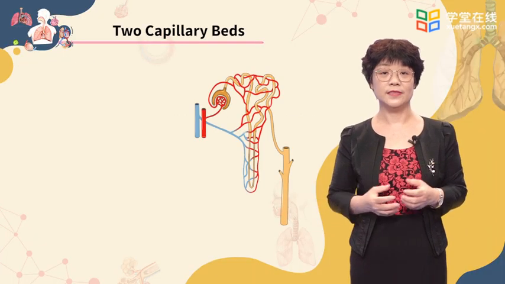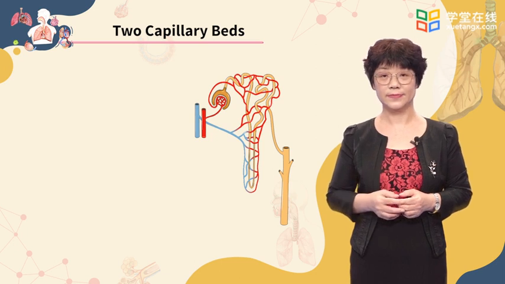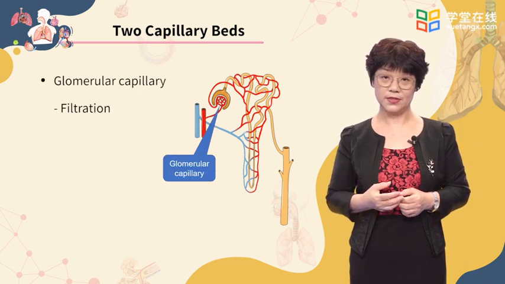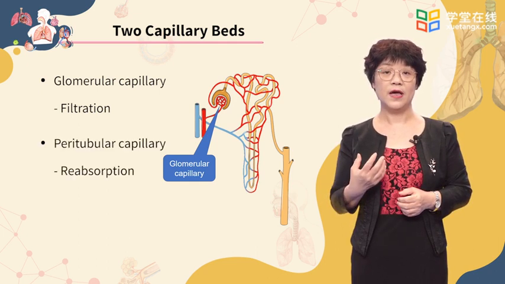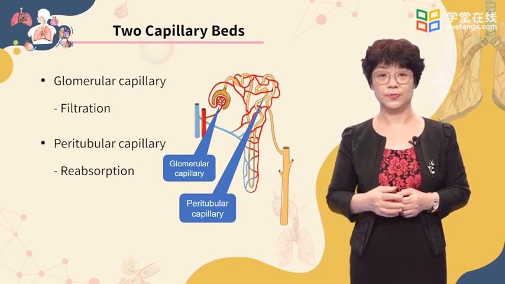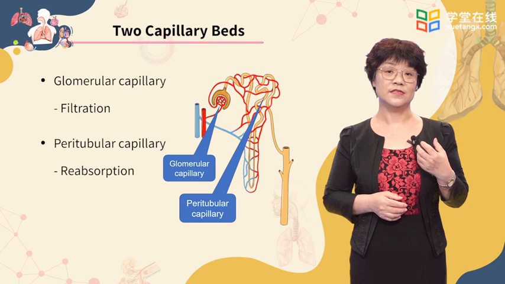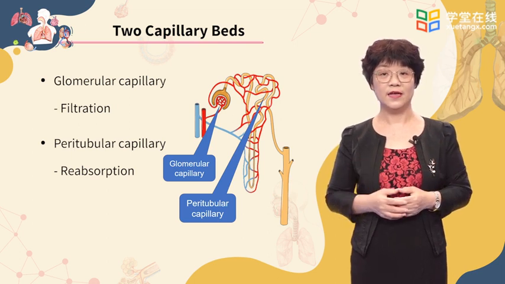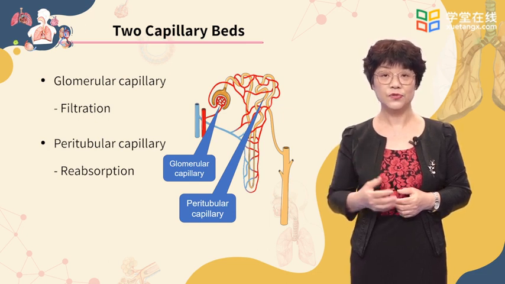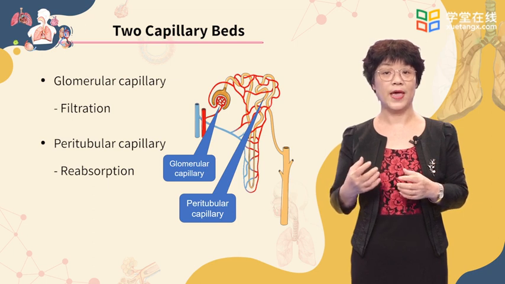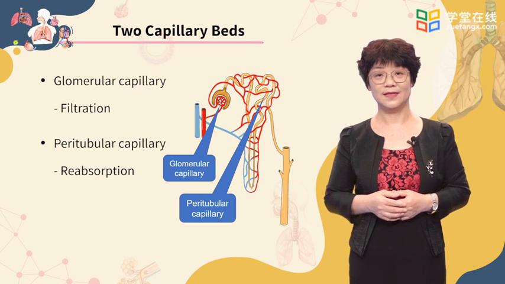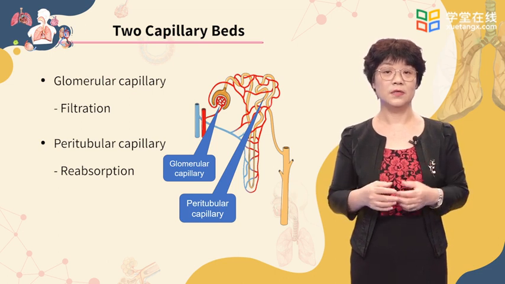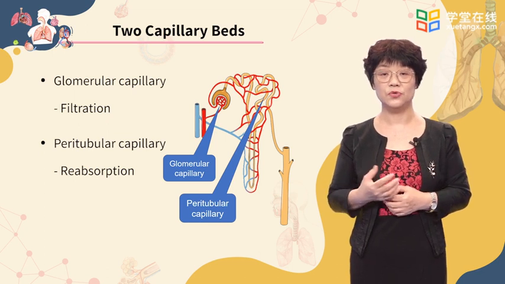Kidneys have 2 sets of capillary beds. The glomerular capillary network is responsible for glomerular filtration, and the peritubular network for tubular reabsorption. Kidneys filter about 180 liters of plasma each day. More than 99% of the filtrates are reabsorbed into peritubular capillaries and returned to the circulation. The absorption depends on the specialized structures of the renal tubules.